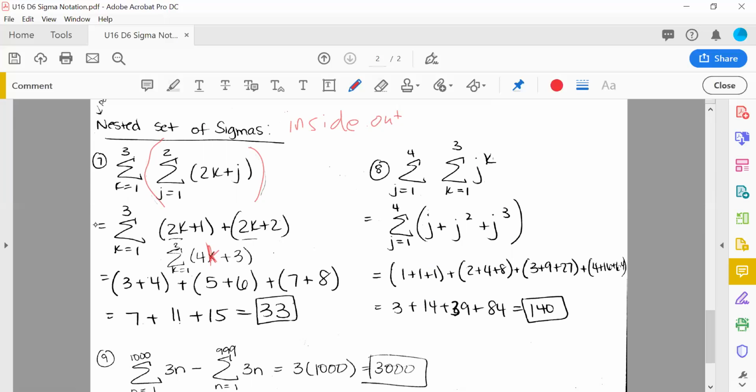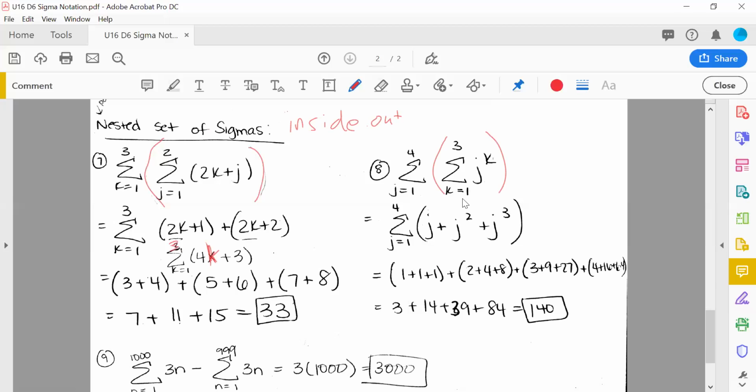So now we're dealing with the outer sum. The sum as k goes from 1 to 3. That's a 3 right there. 4k plus 3. So plug in 1, plug in 2, plug in 3 for k. Get 3 values, evaluate, and you got your final answer. So double sum, not that bad. Deal with the inner sum first, then the outer sum.